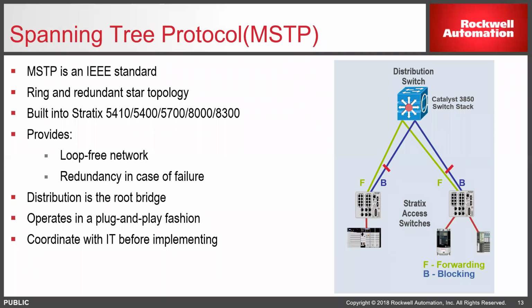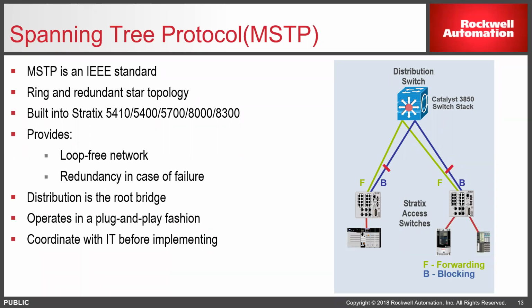This next aspect that we're talking about is Spanning Tree Protocol, MSTP. It is an IEEE standard, meaning that it's a standard issued by the governing body as far as network devices and applications are concerned. It is available to be used on ring and redundant star topologies. It is a feature set that's built into the Stratix 5400, 5700, and the 5410, as well as the 8000 and 8300. What Spanning Tree does is it provides a loop-free network and redundancy in case of failover.